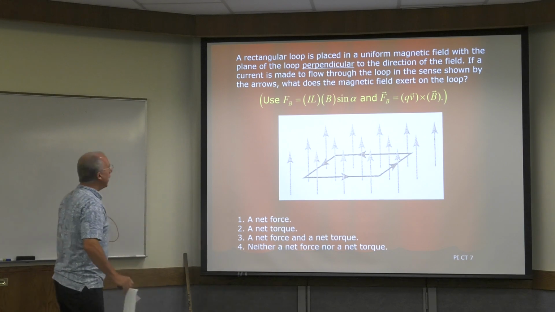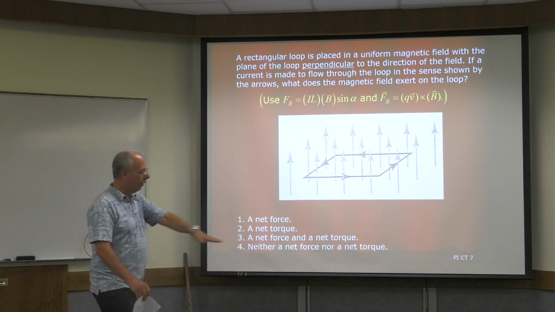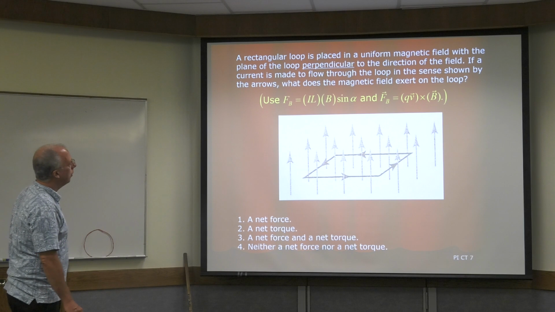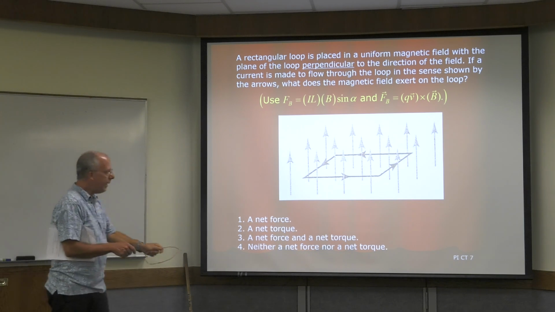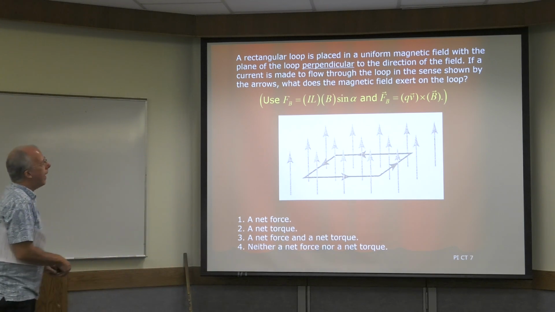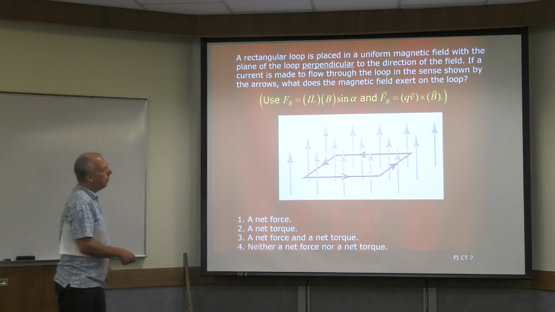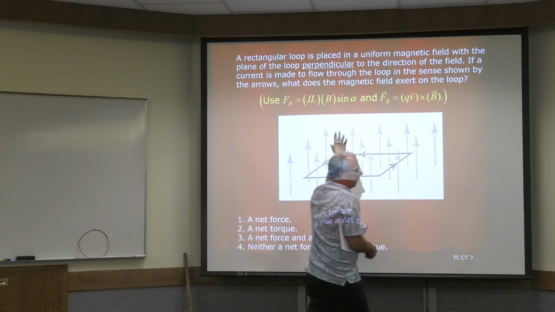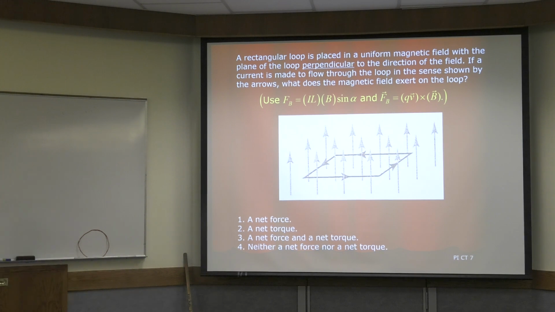So the B field is perpendicular to the plane of the wire. Okay. A rectangular loop is placed in a uniform B field, plane of the loop perpendicular to the direction of the B field. If a current is made to flow through the loop in the sense shown by the arrows, so for me that would be counterclockwise, what does the magnetic field exert on the loop? So you want to use these equations, especially this one. Well, both of them. So pause your video, figure it out. This is important.